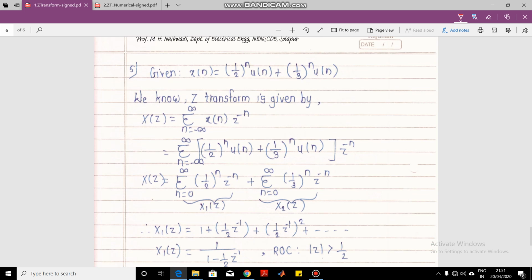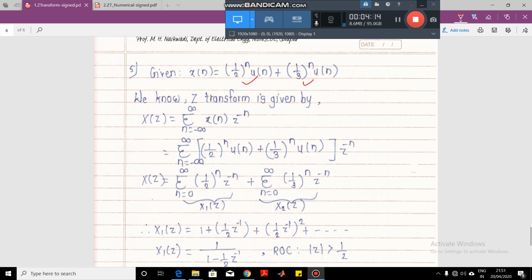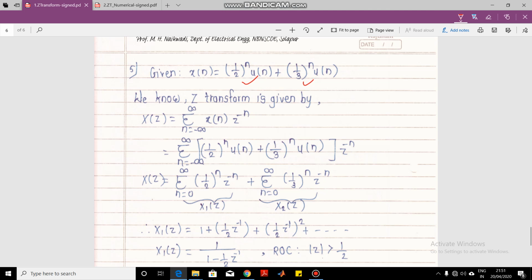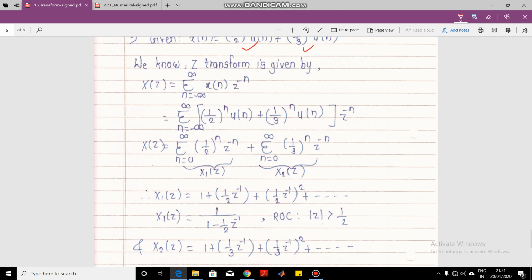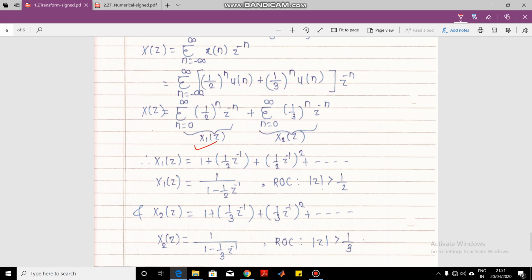Now let us try to see this numerical. This is the same type of numerical which we had seen, but now here we have two signals. One is 1 by 2 raised to n u of n, and another is 1 by 3 raised to n u of n. If you try to solve it similarly, let us substitute these two signals in the equation of x of z. Now you open the bracket and solve them individually. So you now get x1 of z and x2 of z.